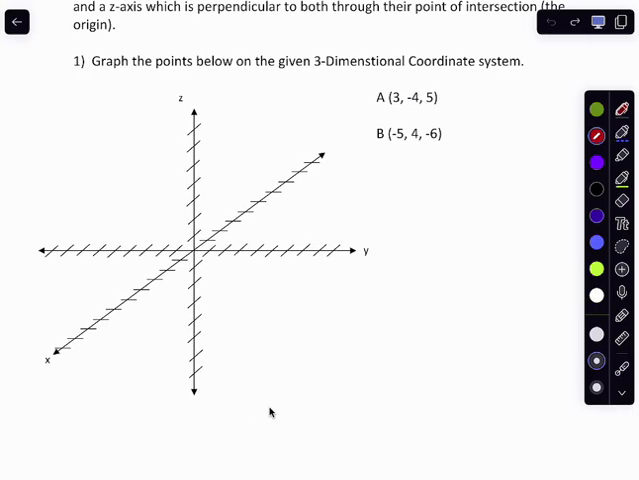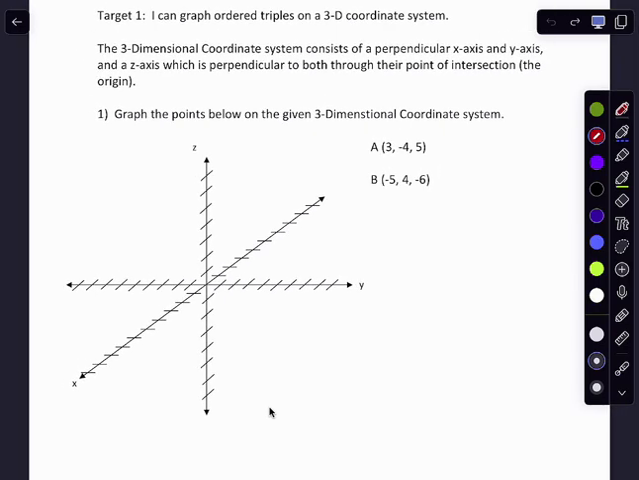Okay, and you'll see this on Desmos where you can visualize this a little bit better, where the thing moves, and it's easier to visualize. Okay, all we're going to talk about right now is graphing points.